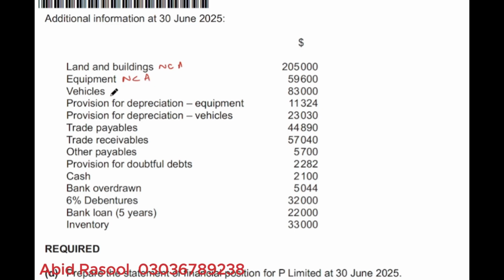Then vehicle, also non-current asset. Then they have provided the provision for depreciation for equipment and vehicles. It means this is the total depreciation of these two non-current assets. Land and buildings provision for depreciation is not given. If not given, no problem, we will not consider it in our solution.